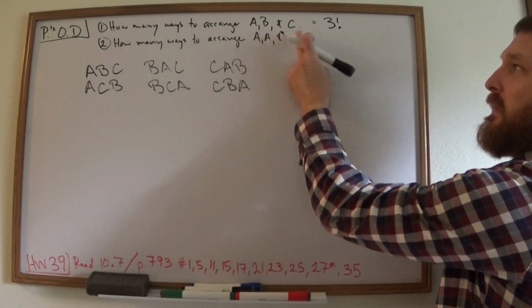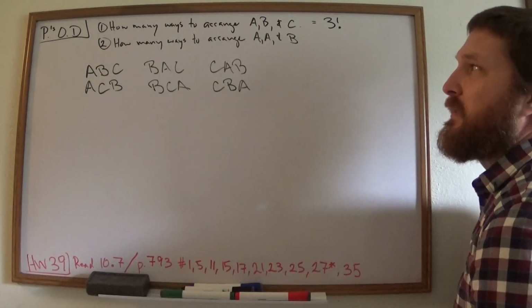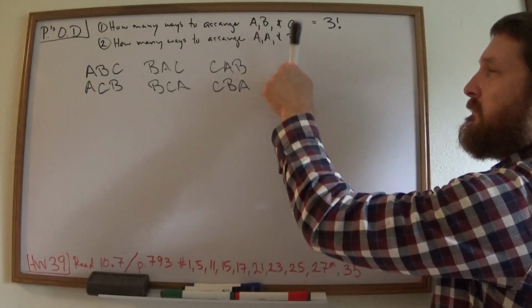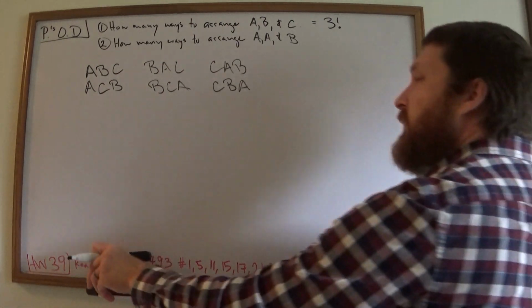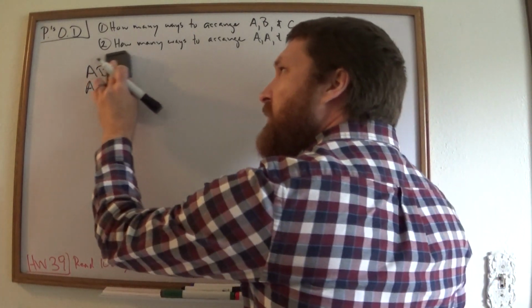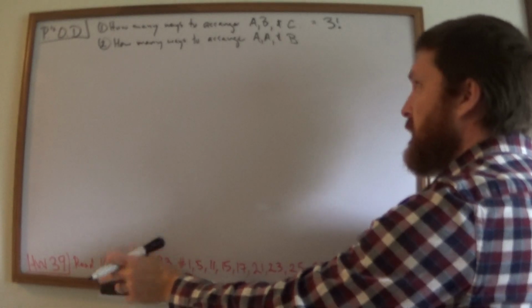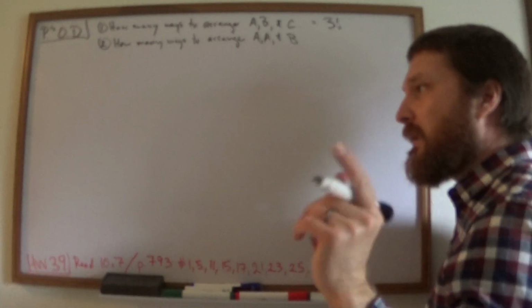You have 3 distinct things, 3 factorial ways to arrange it. What about this? 3 factorial over 2. And that happens to be over 2, but it's not just over 2. It's 2 factorial, and let's see why.